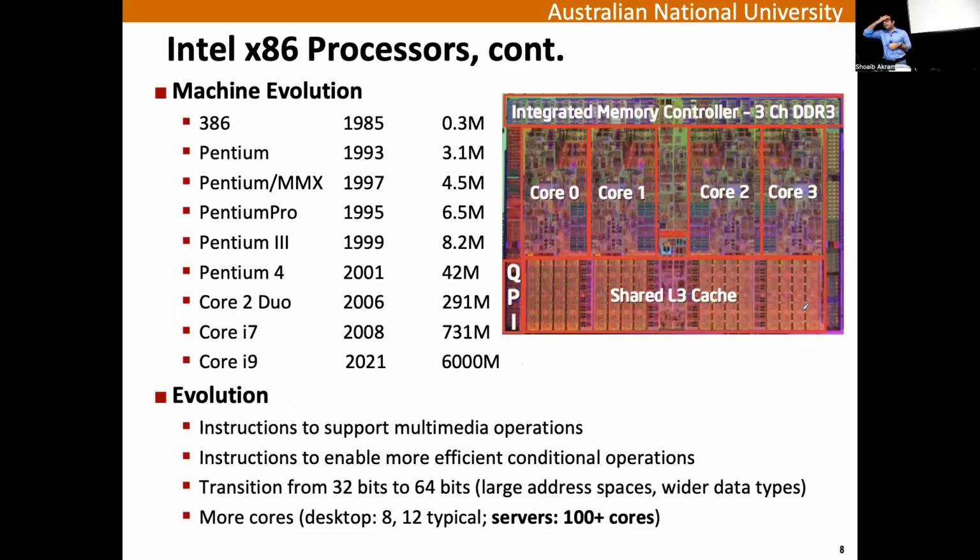So here you can see in the third column, the number of transistors over time. We are right now at about 6 billion transistors in a single processor. And we started with 0.3 million. So this is a lot of improvement.